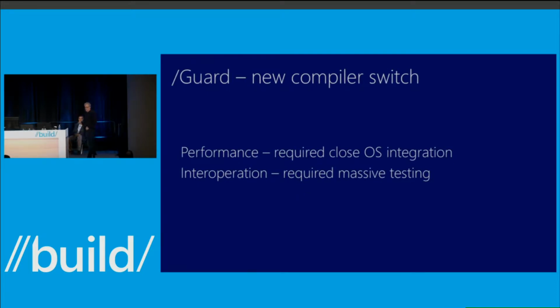So the new switch for you guys on the 2015 compiler is going to be /guard. And we did a tremendous amount of work on performance and interop, and we did a massive amount of testing. And this is out there today, now, in Windows 8.1 in certain parts and in Threshold, as you can look up on the internet, undocumented by us, which is hysterical. And it's stopping zero-day exploits now.